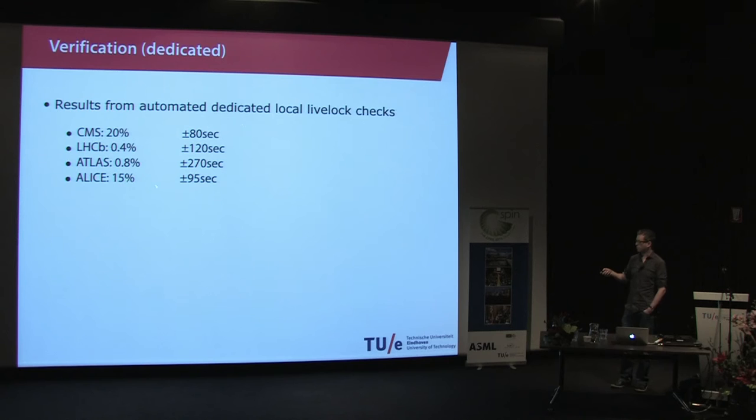The ALICE experiment was also pretty rough, I'd say, with 15% of the system being susceptible to these types of livelocks.